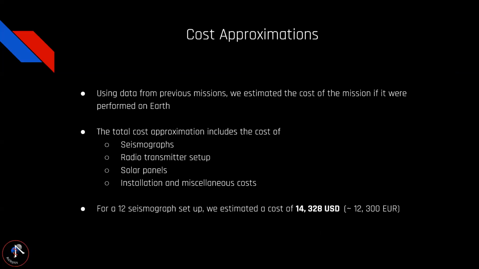Cost approximations. We have calculated the cost approximation, like how much it would cost us if we test out the idea here on Earth, not on the Moon or Mars. So we have included the cost approximations in the report which we have sent. We have included the cost of seismographs, setting up the seismographs, radio transmitter setup, solar panels, and even installation and miscellaneous costs there in Switzerland. And as discussed earlier, it would probably cost us around 12,300 euros for the entire 12-seismometer setup, which is quite close to the 10,000 euros mark which we had initially thought about.